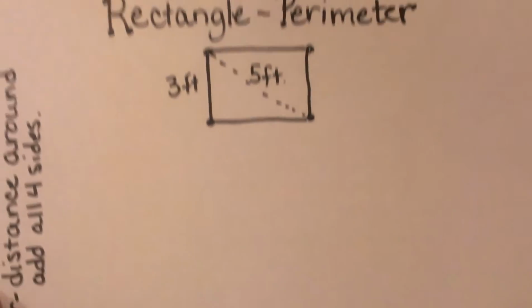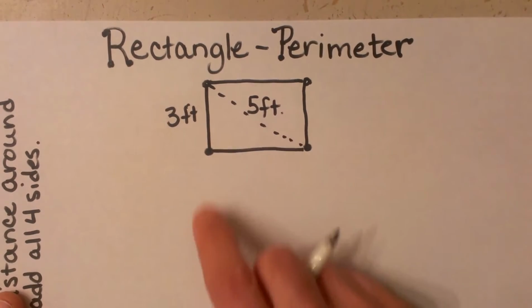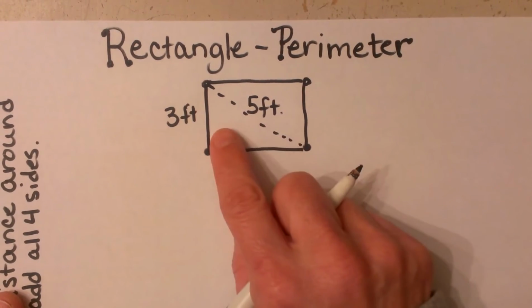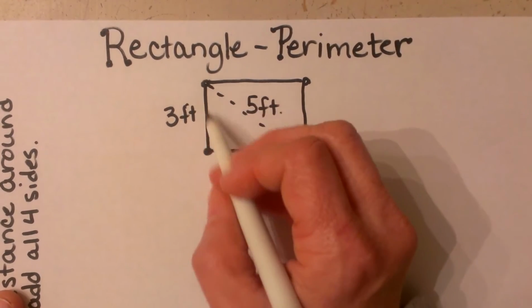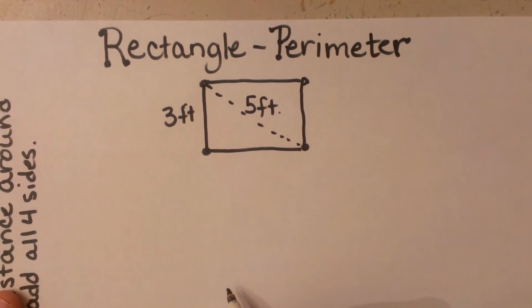Look at finding the perimeter of a rectangle. Okay, this time we've been given a rectangle that has one side that's 3 and a diagonal measure of 5.